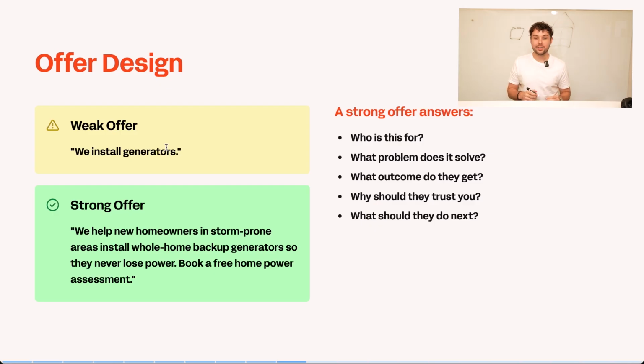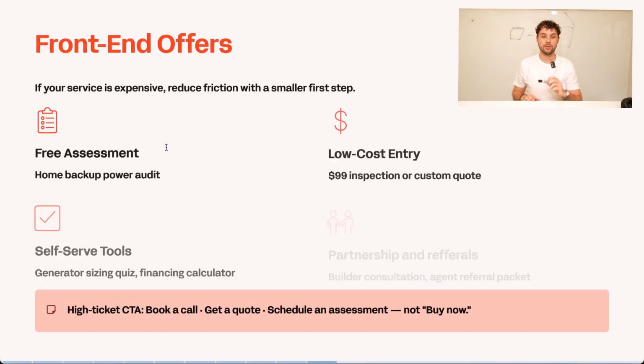That is a strong offer because it answers who it's for, what problem it solves, what outcome they get, why they should trust you, and what they should do next, okay? So who it's for, new homeowners. What problem does it solve? It's gonna help storm-prone areas never lose power. What outcome do they get? A whole home backup generator. And then why should they trust you? Because you're gonna give them a free home power assessment, okay? So if they want that, what they should do next is book a call with you, okay?